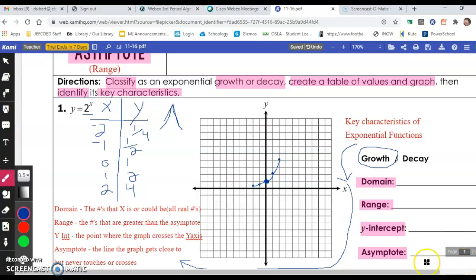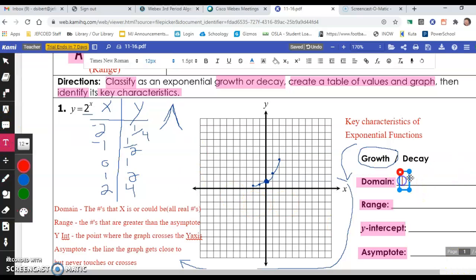Now, a couple things that we want to look at. One, we should already know what my domain is. What is my domain?